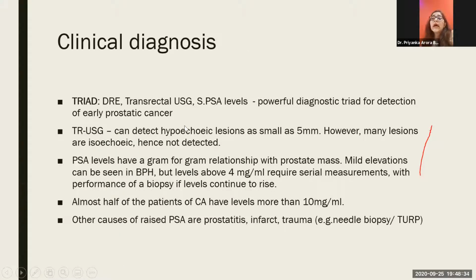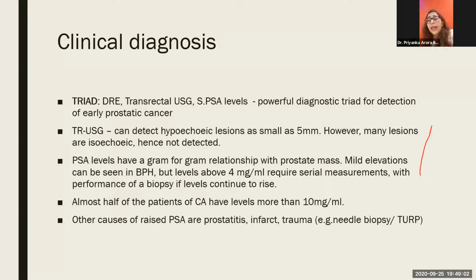So what is the clinical diagnosis? How do you diagnose? So there is a triad. Number one, digital rectal examination, transrectal ultrasound, and serum PSA levels. Out of these, the serum PSA level is a very good marker, though not of really high sensitivity or specificity, because it can be elevated in BPH as well, or following a DRE examination, if you do a PSA level, it will be high, etc.